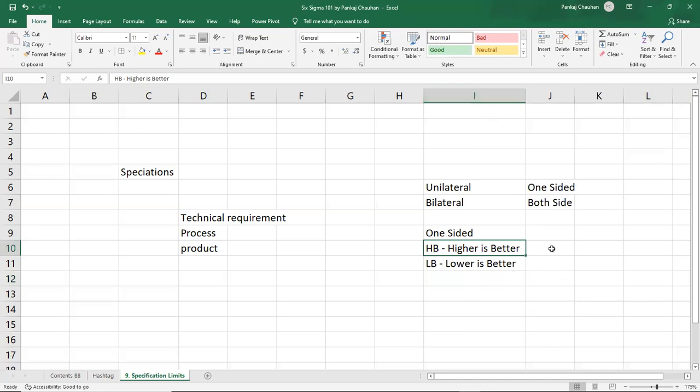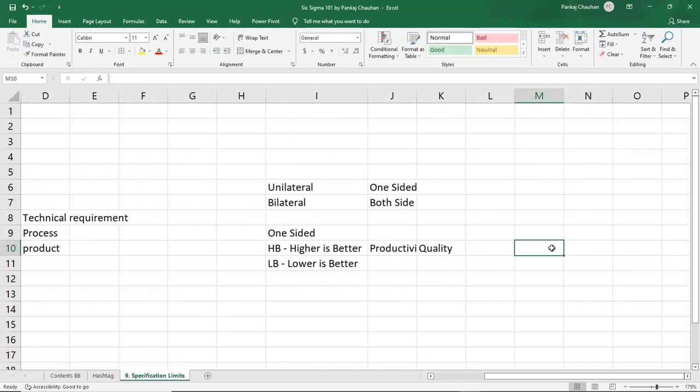What is higher is better? Like when you are looking for productivity, you are looking for quality, you are looking for sales, you are looking for revenue, or any other things, many more things, maybe customer satisfaction.